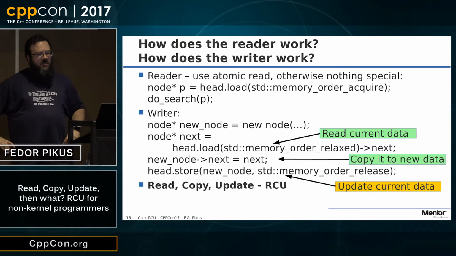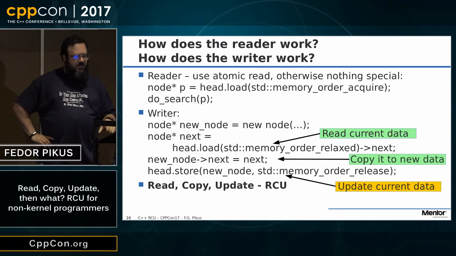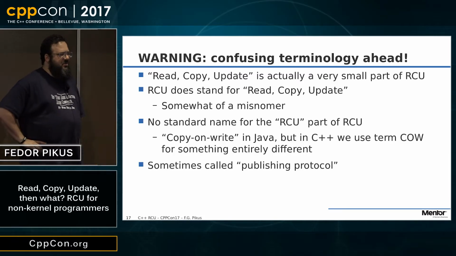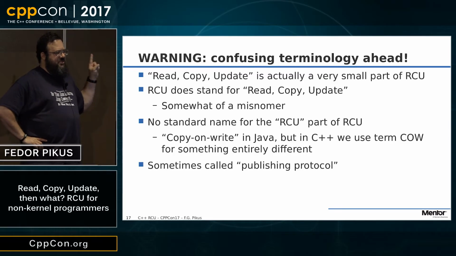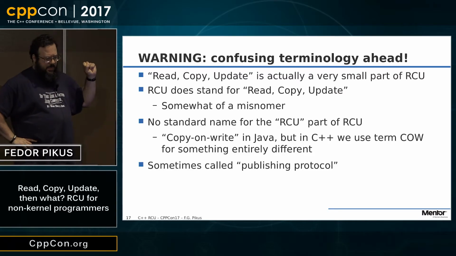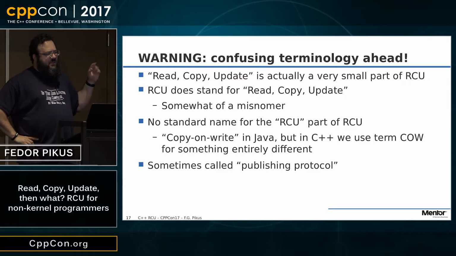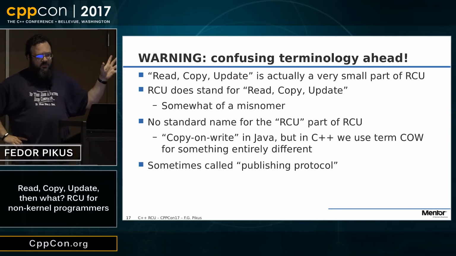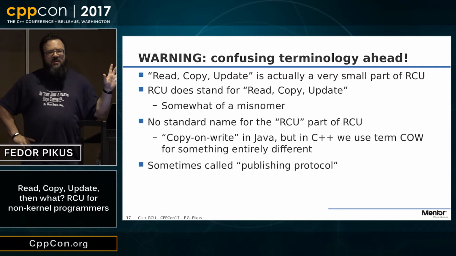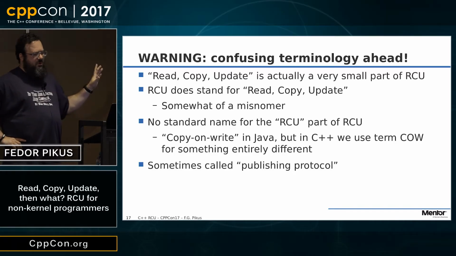So read current data, copy it to the new data, update the current data: read, copy, update. That's what RCU stands for. It's actually very confusing terminology, because that protocol that I have just shown you, that scheme of read, copy, and update, isn't really what makes RCU RCU. It's somewhat of a misnomer. In Java, they call this thing CopyOnWrite. In C++, we have the words CopyOnWrite, and they mean something entirely different. As far as I know, there is no universal, commonly accepted term for this. I have seen the words publishing protocol, and that's what I'm going to use.